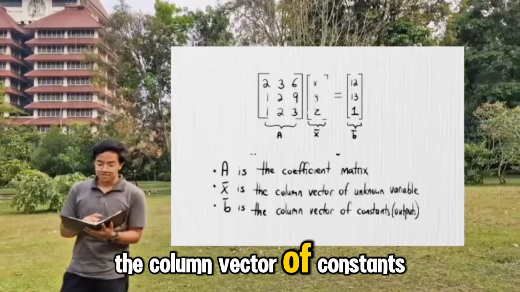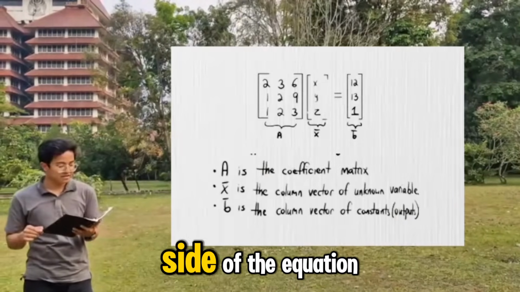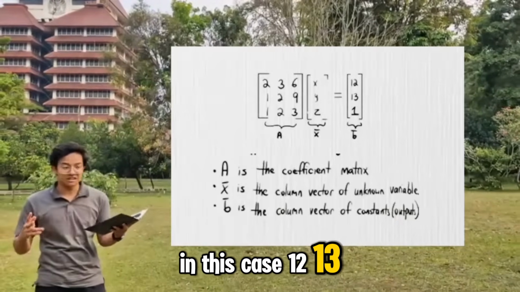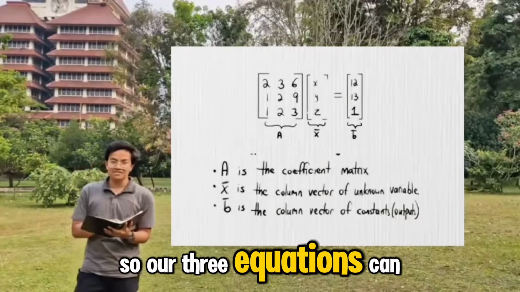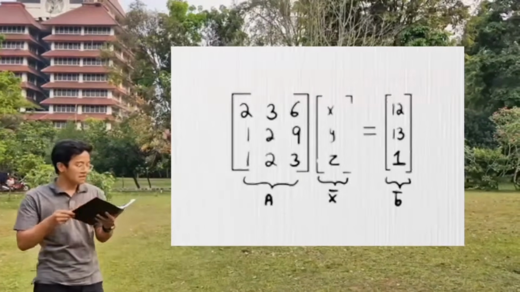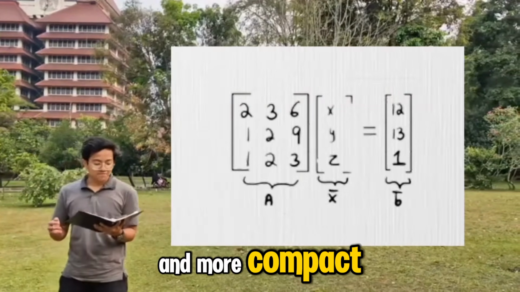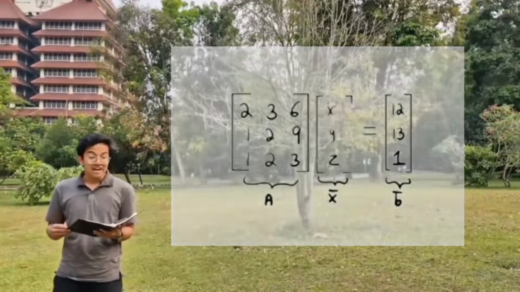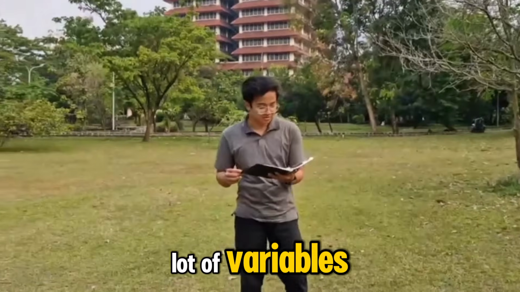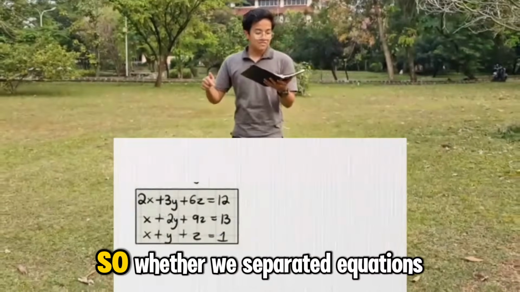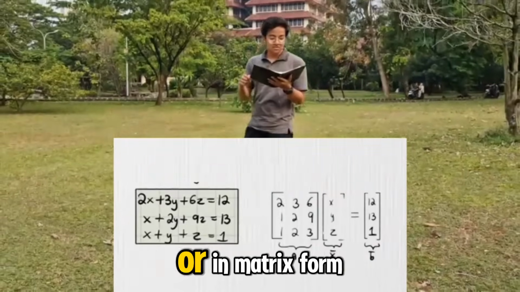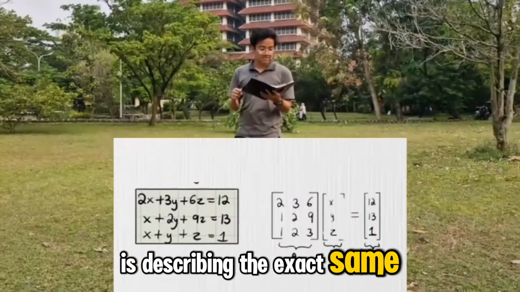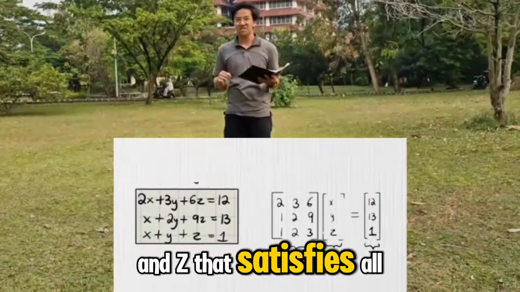B is the column vector of constants, which comes from the right side of the equations. In this case, 12, 13, 1. So, our three equations can be written as this. This is a much cleaner and more compact way to work with systems of equations, especially when we have lots of variables. So whether we use separated equations or matrix form, it is describing the exact same problem: finding x, y, and z that satisfy all equations.